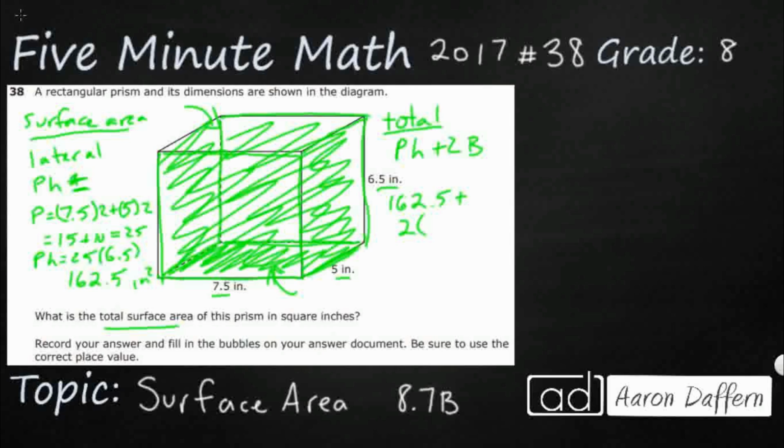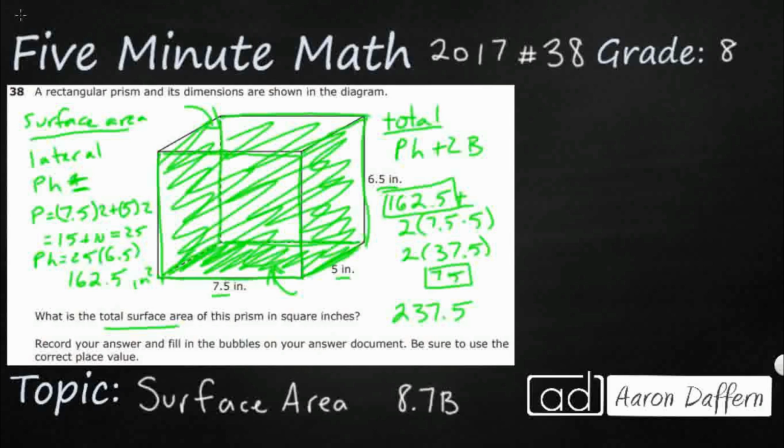That's length times width. So that's 7.5 times 5. All right, so let's see. 7.5 times 5 is 37.5. So that's 2 times 37.5. So let's double that. So I've got 75. All right, so my lateral surface area is 162.5. My two bases, because I need to find top and bottom, is 75. So if I add those two together, there we go. We are going to get our total surface area.